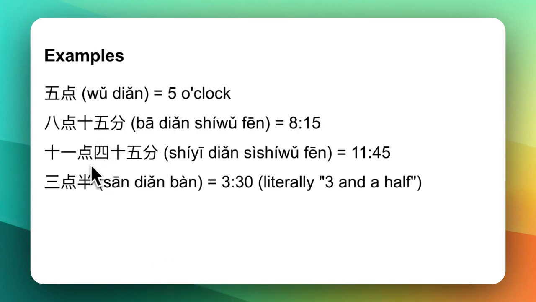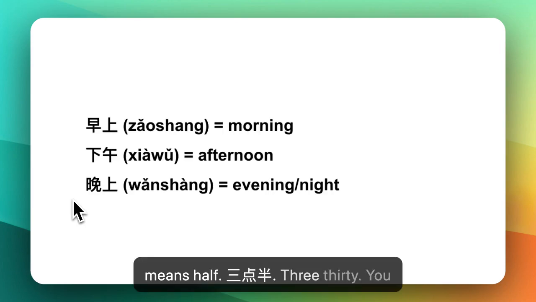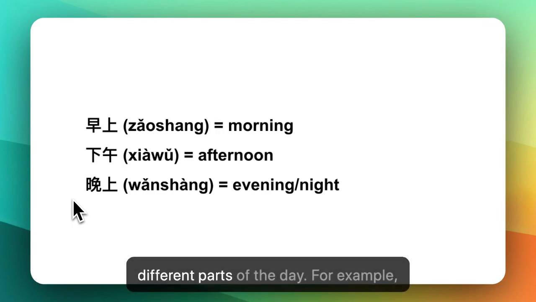11点45分, 11:45. 3点半, 3点半. 半 means half. 3点半, 3:30. You can also use vocabulary to describe different parts of the day.